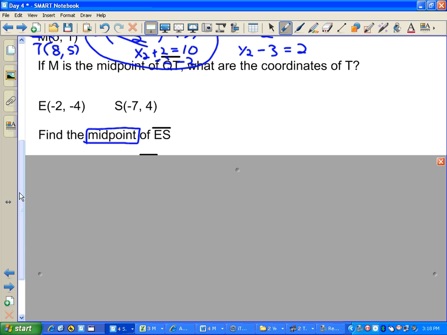To find the midpoint, I'm going to average my x values. So I'm going to add these two together. I get -9, and I'm going to divide it by 2. That's my x coordinate of my midpoint. I'm going to add the y values together. That'll give me 0. I would divide by 2, so that's 0. There's my midpoint.